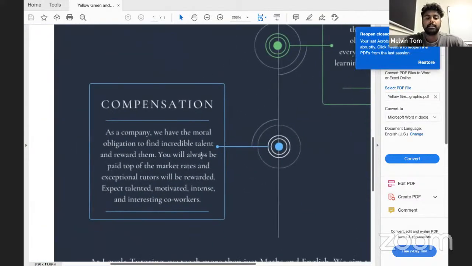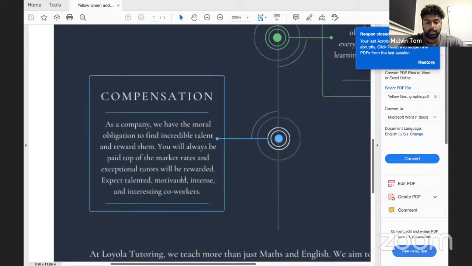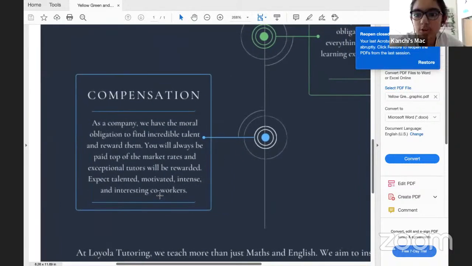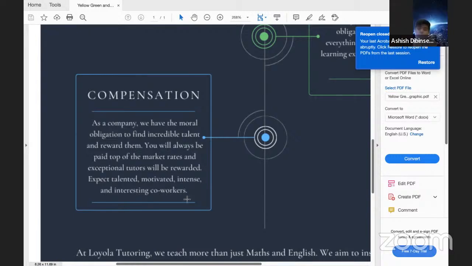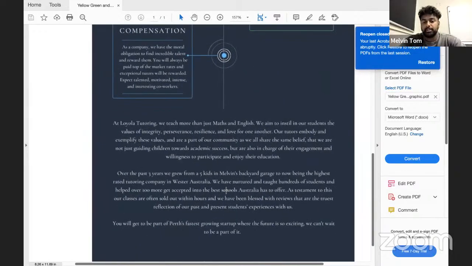Compensation. As a company, we have the moral obligation to find incredible talent and reward them. You will always be paid top of the market rates and exceptional tutors will be rewarded. Expect talented, motivated, intense, and interesting coworkers. So what are our tutors' coworkers? People that work with you. Our tutors at Loyola get paid the highest out of all tutoring companies in Perth. So everyone wants to work at Loyola, and that way we can find the best tutors for you guys as well.